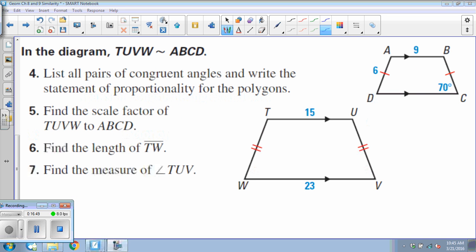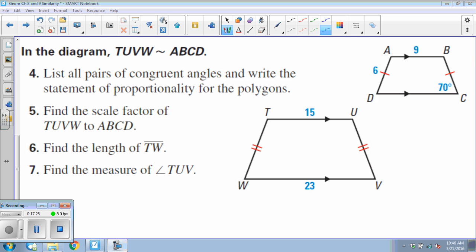Okay, let's look at this example here. It says in the diagram, and then it gives you the similarity statement. It tells you what is similar to what. So then you know what angles are congruent. You know which sides correspond with which sides based on that similarity statement. It says list all pairs of congruent angles and write the statement of proportionality for the polygon, which means write what sides correspond with what sides and write them as ratios. Like on the first page of your notes, it has the statement of proportionality. You need to write that out.